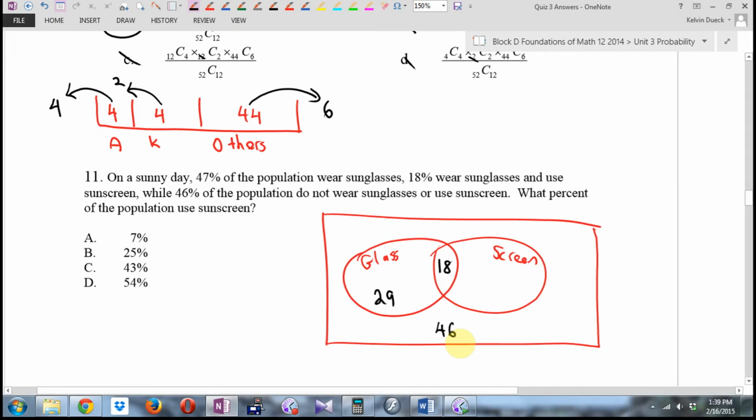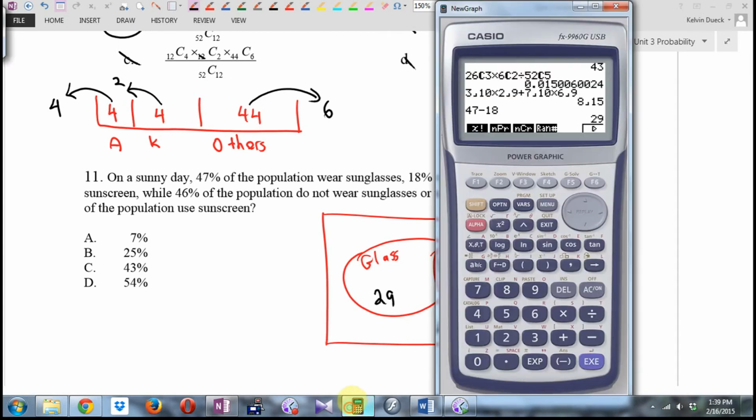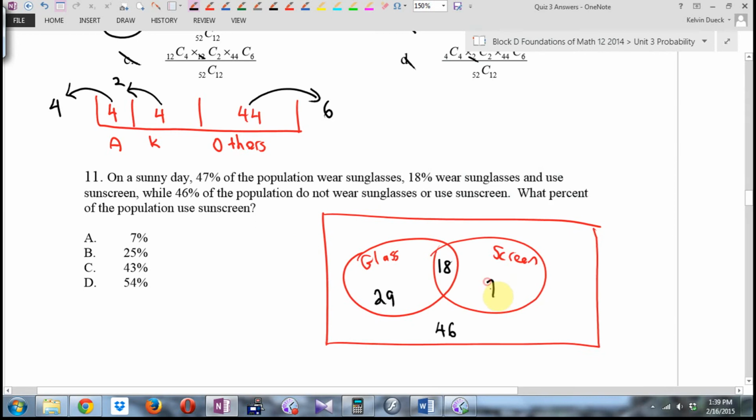How can I figure out what goes in the missing section? Well, it's a percentage. What does every percentage have to add to? So it's going to be 100, take away 29, take away 18, take away 46. I think it's going to be 7% because I was just doing the math and getting a small number in my head. A.